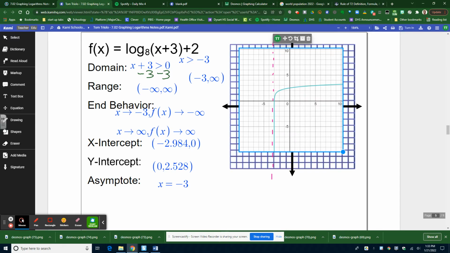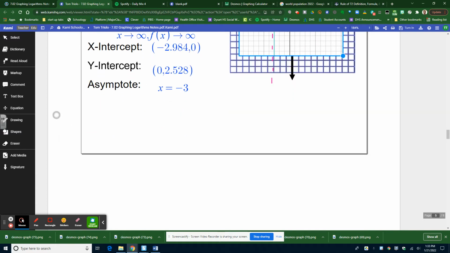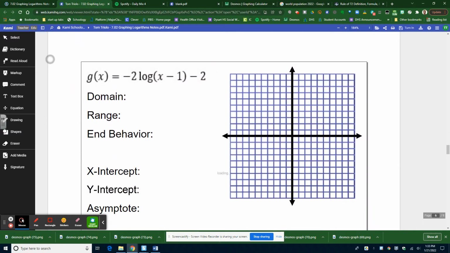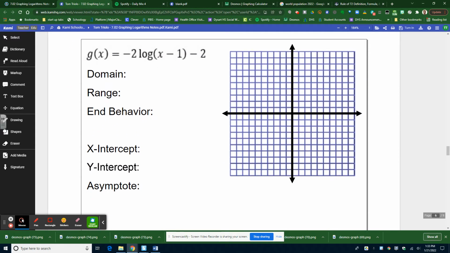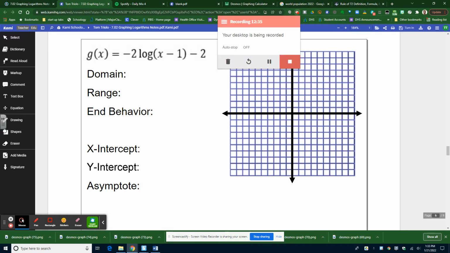Any questions so far? Range will always be all real numbers. All right. This one's going to be a little bit different. Try that once. Get as much as you can done in Desmos, and then answer as many of these parts as you can.